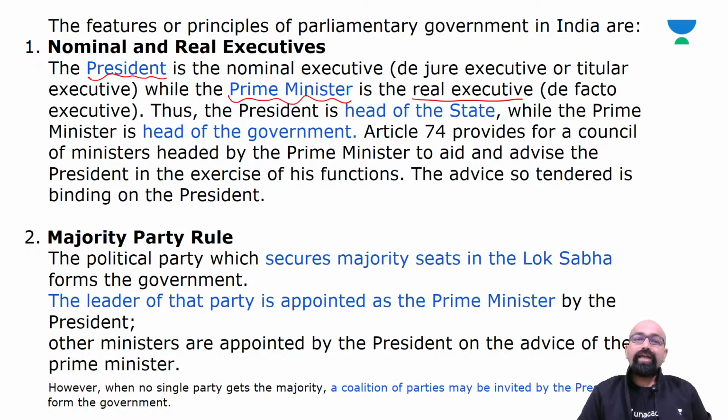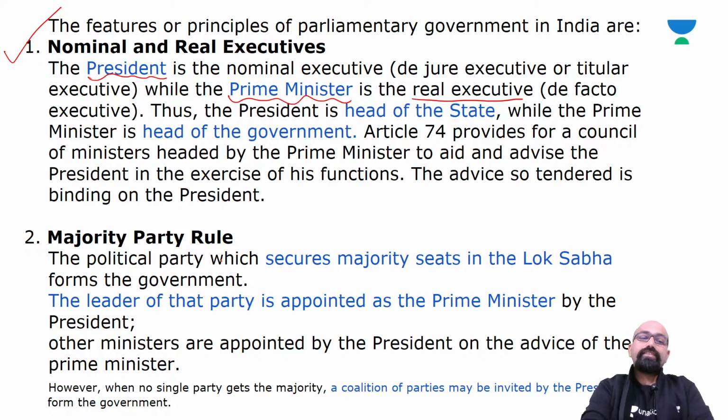As we have discussed, Articles 74 and 75 describe the parliamentary system at the center. Article 74 provides for a council of ministers headed by the Prime Minister to aid and advise the president in the exercise of his functions, and the advice so tendered is binding on the president. So this is the feature of nominal and real executives.